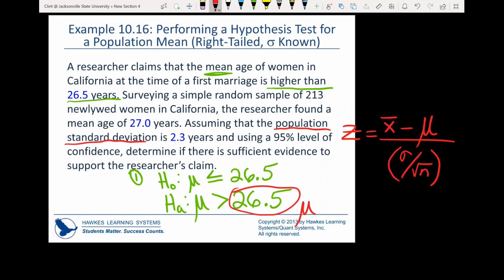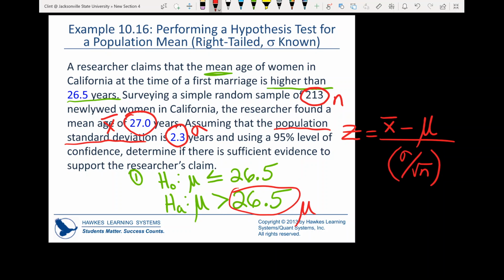X bar is our sample mean. That's going to be a mean that comes from some sample data. So it says in the survey, the researcher found a mean age of 27 years, so this 27, that's our sample mean, X bar. Okay, now if we go to the bottom of the formula, sigma is our population standard deviation. It gives us that 2.3 years. Okay, and then the only one we're missing is lowercase n, and that is our sample size. And the problem says surveying a simple random sample of 213 newlywed women, so that's n.